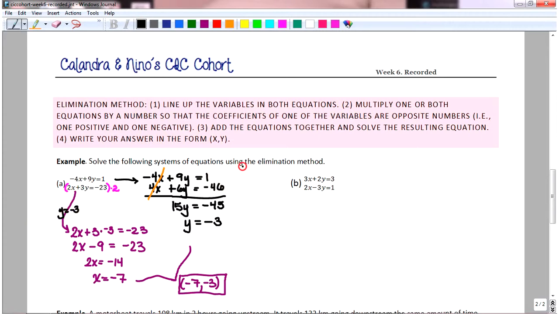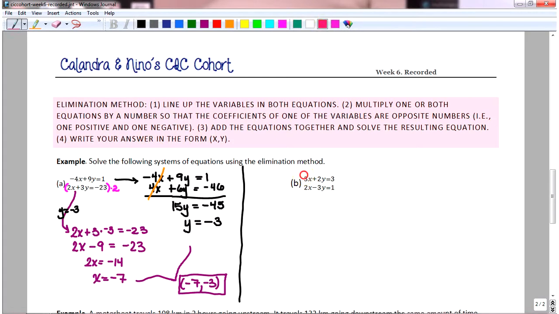Okay, let's go on to the next one. Again, we want to solve using the elimination method. So we need to pick which variable we want to get to cancel out. Well, I'm going to pick y since we already have opposite signs. However, the numbers 2 and 3 are prime. So what is going to be the least common multiple between 2 and 3? It's actually going to be 6.